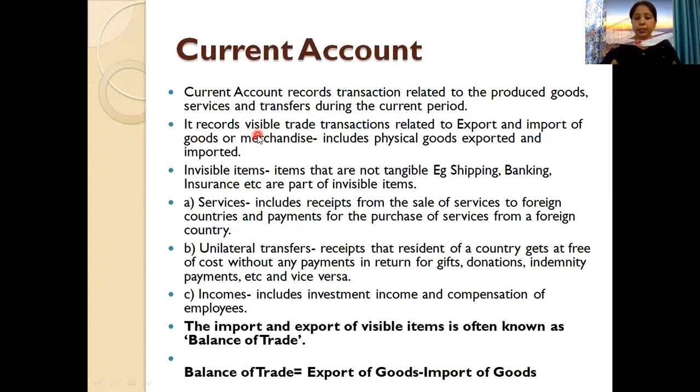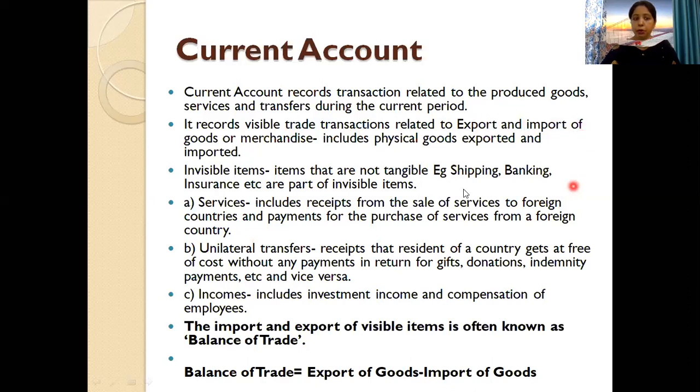It records visible trade transactions related to export and import of goods or merchandise, and includes physical goods exported and imported. So the first item is visible goods exported or imported. Second number is invisible goods, items that are not tangible. For example, services like shipping, banking, insurance, etc. are part of invisible items.